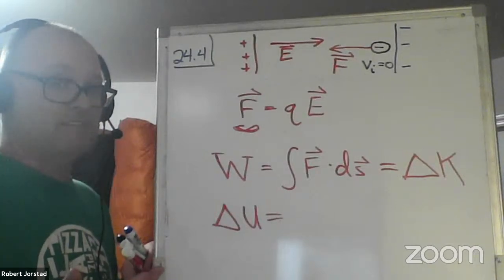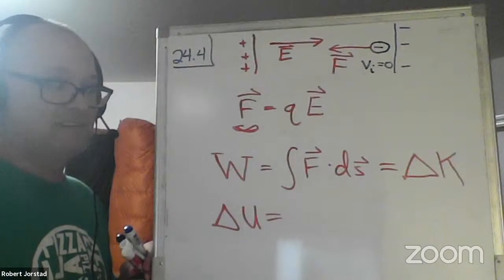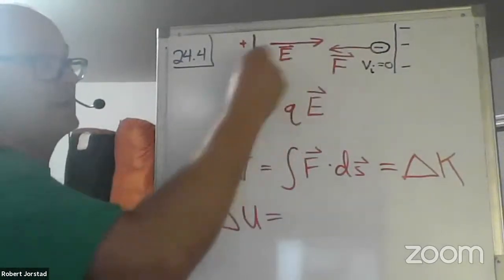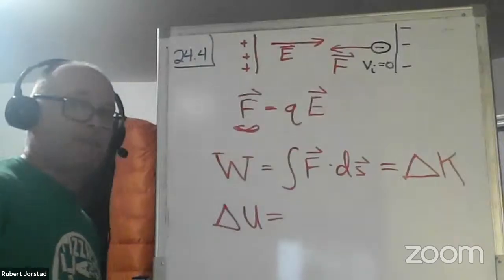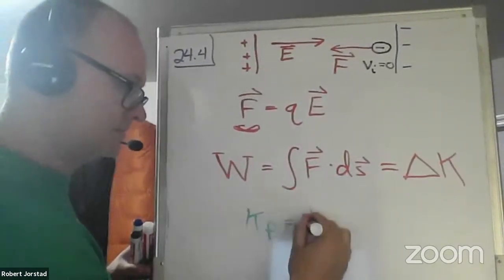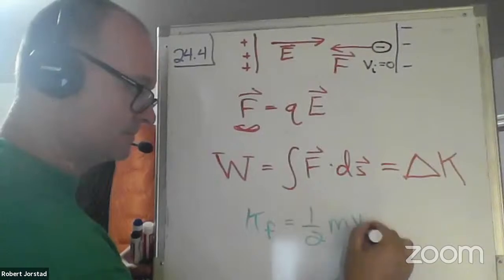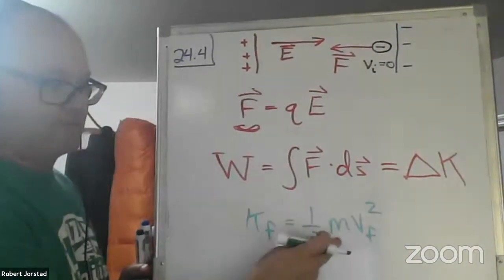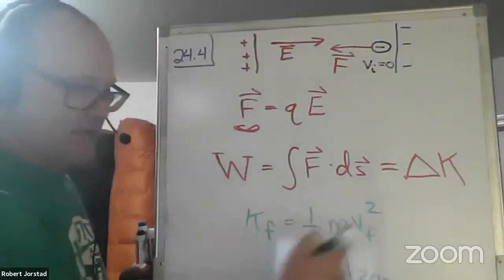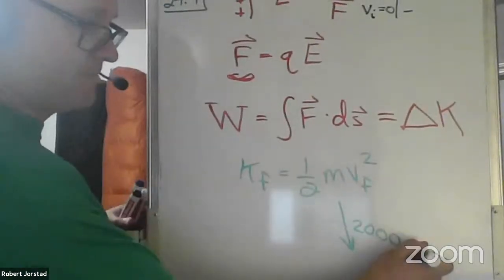What's different about a proton versus an electron? The mass. Which would be going faster, an electron going this way or a proton going that way? Electron, right? Because there's a 1/2. If the mass goes down by a factor of 2,000, what's going to happen to the speed? It goes up by what factor?